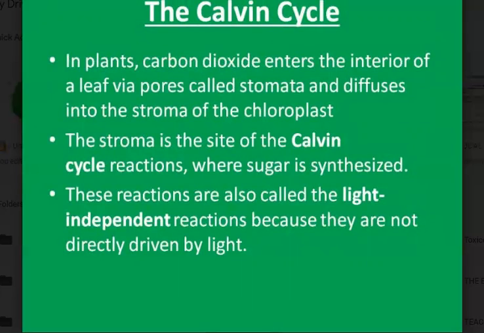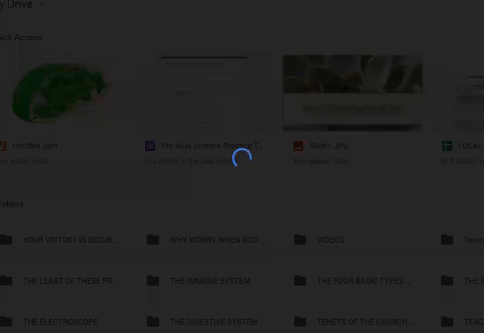Now, in plants, carbon dioxide enters the interior of the leaf via pores called the stomata and diffuses into the stroma of the chloroplast. Now, the stroma is the site of the carbon cycle reactions where sugar is synthesized. These reactions are also called the light-independent reactions because they are not directly driven by light.